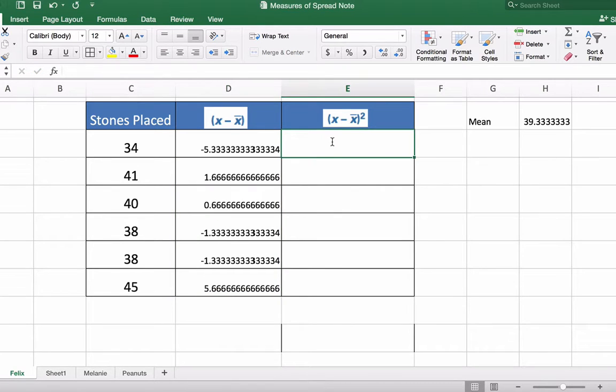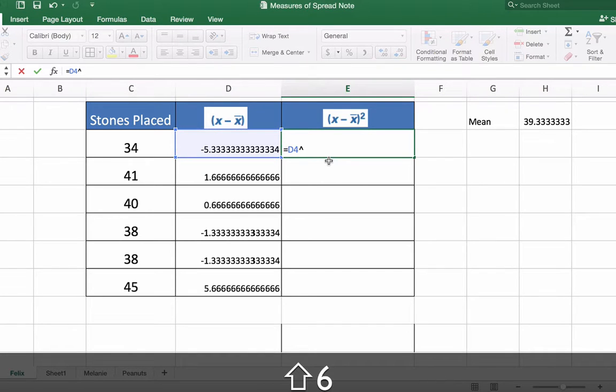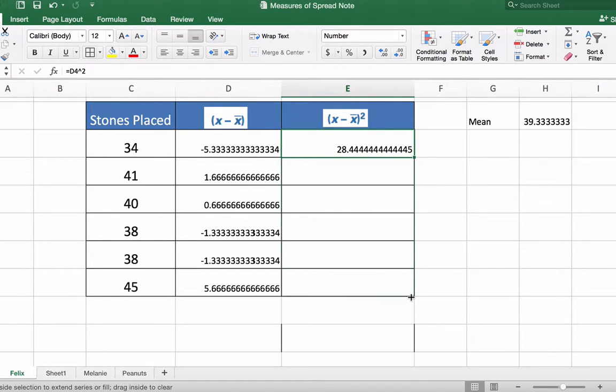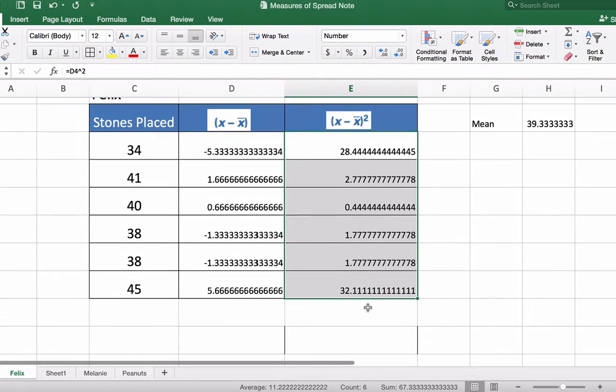Now, I'm going to use a function for calculating the square, this value squared. So all it is D4, which is my value of x minus x bar for the first calculation. And I'm going to press Shift 6, and I get then negative 5.3 repeating squared is equal to 28.4 repeating. So now all I have to do is copy all of this down, and it carries the calculations through.